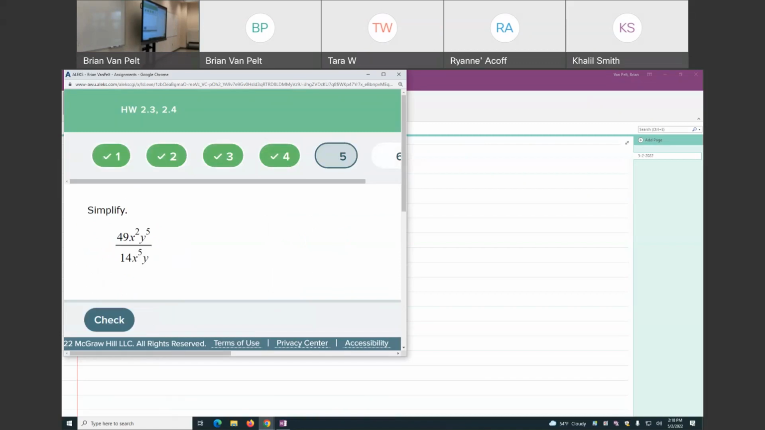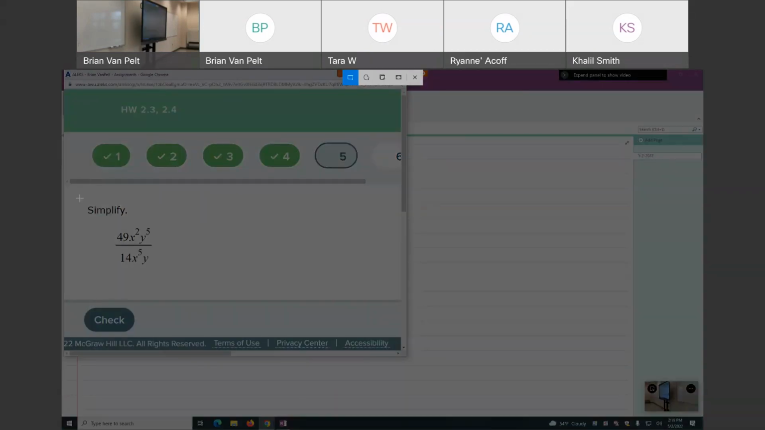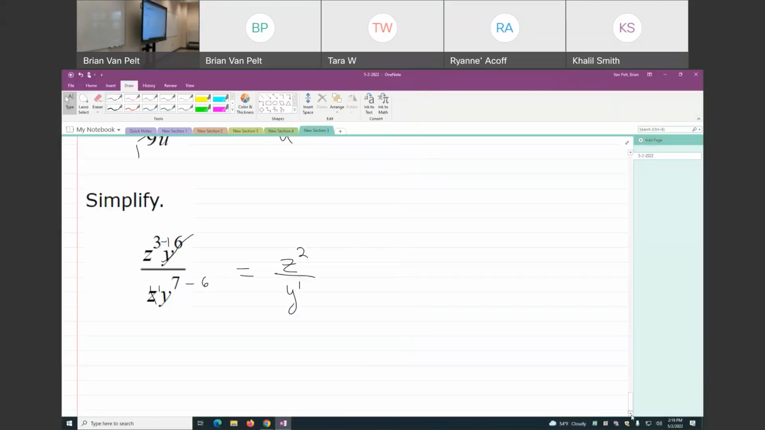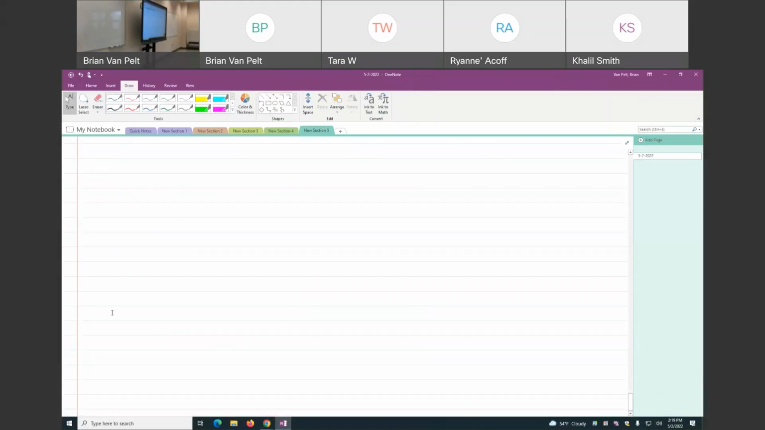You can see it's the same problem, but they just keep adding a little bit to it each time. So it's just a little bit harder each time. These problems will be the bulk of your test. This simplifying will probably be like 50 points or something.